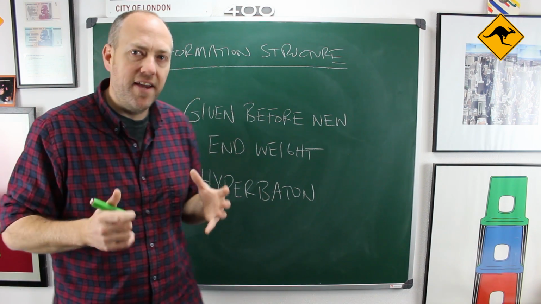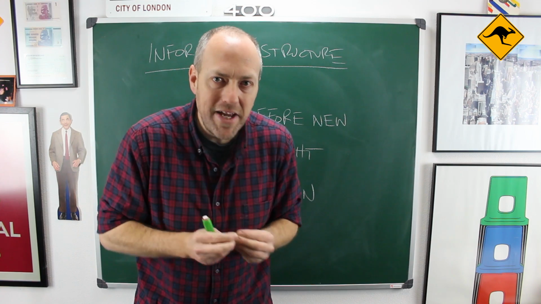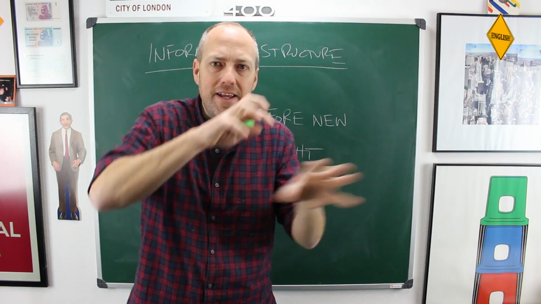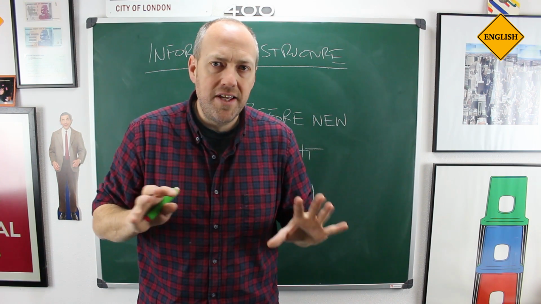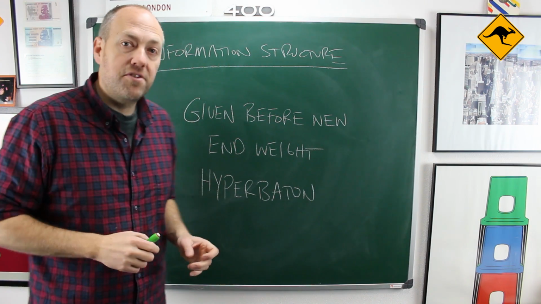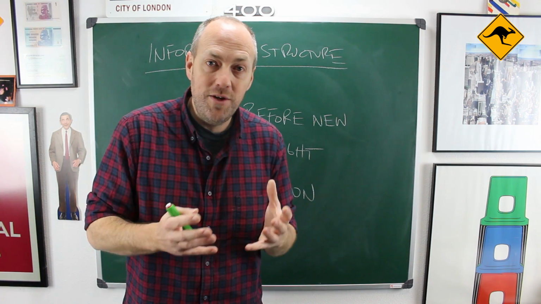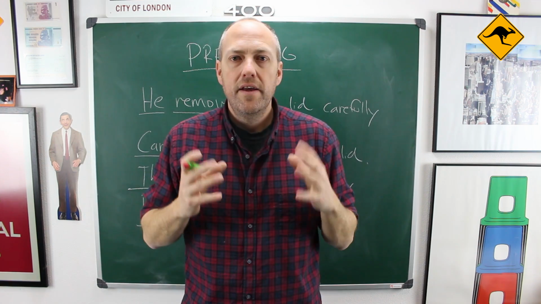And the third thing is, of course, to highlight information. When we deliberately change the structure, the order of words in English, this is called hyperbaton. And I'm going to be showing you some examples of all three of these concepts.